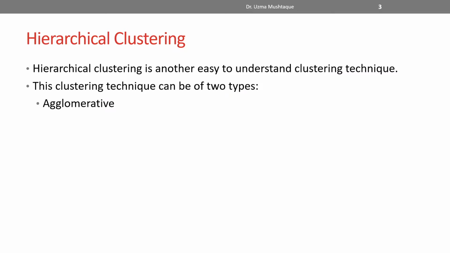It can be of two types, agglomerative and divisive. The one that we are focusing on is the agglomerative type. Obviously, there is a lot of documentation available that you can utilize to find how divisive works, but mostly agglomerative is the one that's utilized in most applications, so I'm focusing on that.